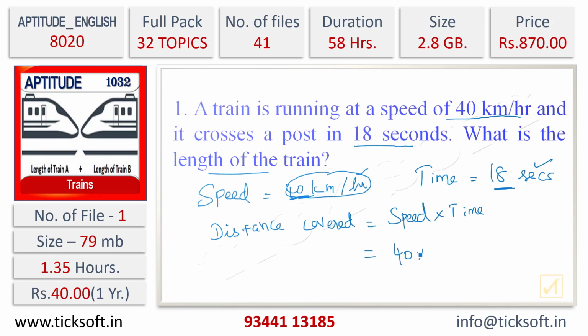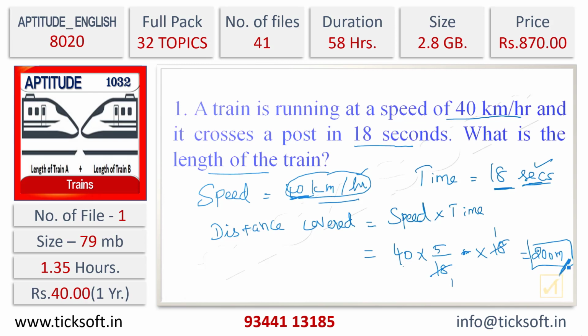So therefore we get 40 into 5 by 18 meter per second into this time, which is 18 seconds. Since this is in kilometer per hour, we have to convert this into meter per second. For that we multiplied this 40 by 5 by 18. Now if we cancel these two values, we get 1. 40 into 5 will be equal to what? 200 meters. So therefore we get the distance covered by the train, which is 200 meters.